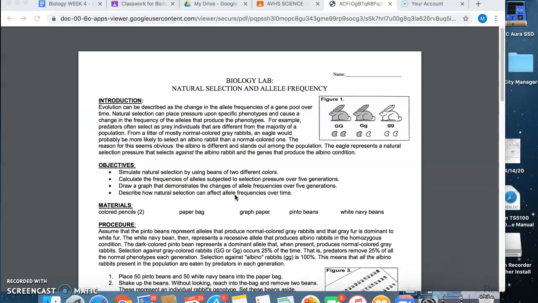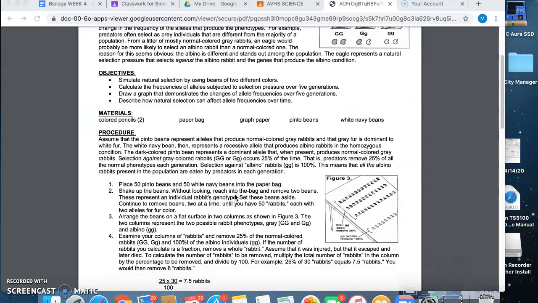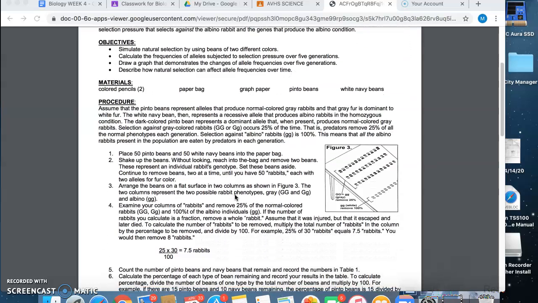So, procedure, and I'm just going to scroll. Hopefully this is showing up. Assume that the pinto beans, jelly beans, represent alleles that produce normal colored green rabbits, and that the green fur is dominant to the orange fur. The orange beans then represent a recessive allele that produces the orange rabbits in a homozygous condition.